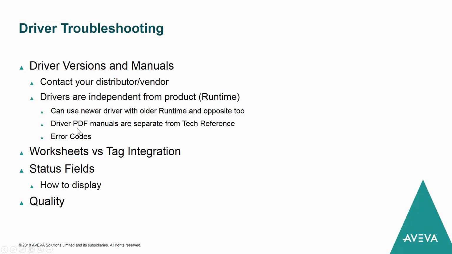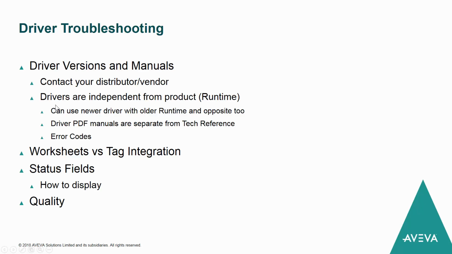The driver PDF manuals are separate from the normal help, from the technical reference. Now, this is handy to understand that if you go looking for information for a particular driver, you're not going to find it in the technical reference. Some things that you might find in the driver manuals: how to set up the driver, error codes, things of that nature. So let's go quickly.